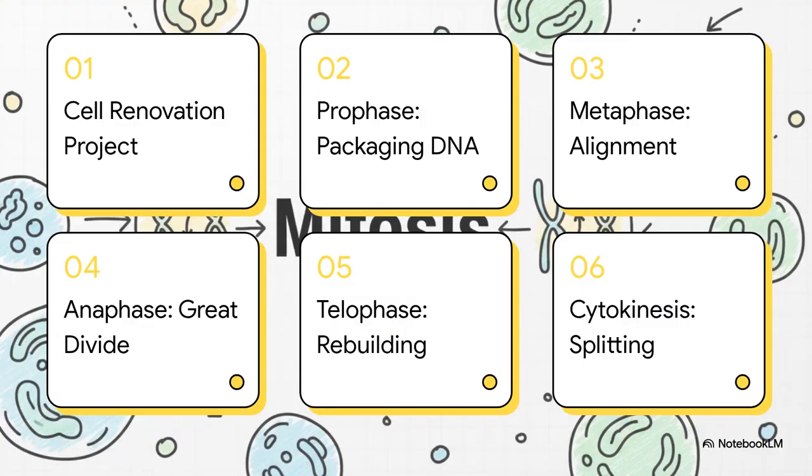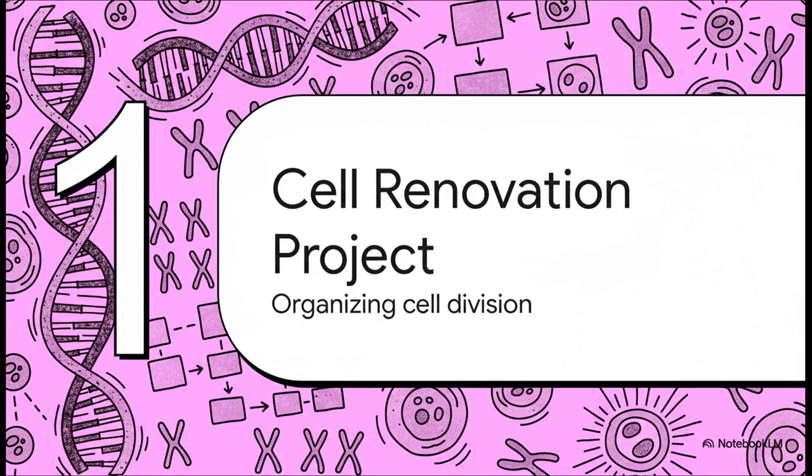Here is our exact roadmap for today's renovation project. Number 1, the cell's renovation project. Number 2, prophase. Number 3, metaphase. Number 4, anaphase. Number 5, telophase. And finally, number 6, cytokinesis. So let's kick things off with Section 1, the cell's renovation project.